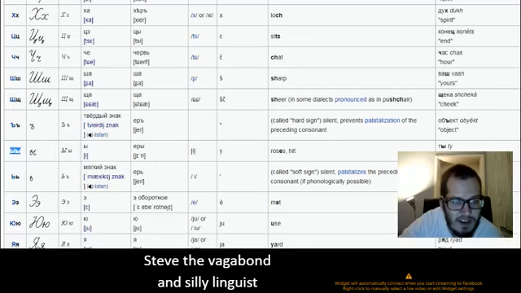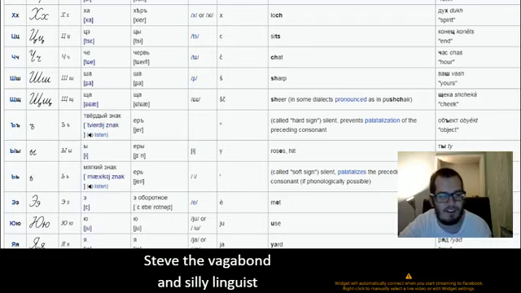This one, the sound we don't really have in English, it's y. It's a bit like the sound you make when you get punched. The example they give here is rose, roses, or hit.